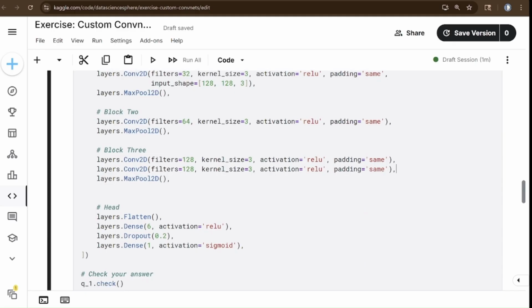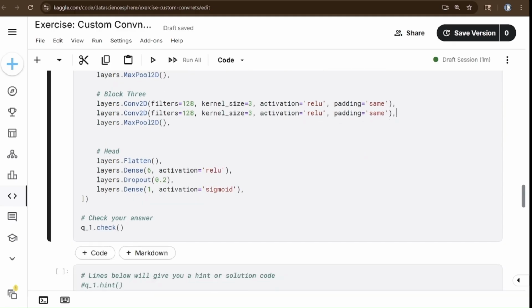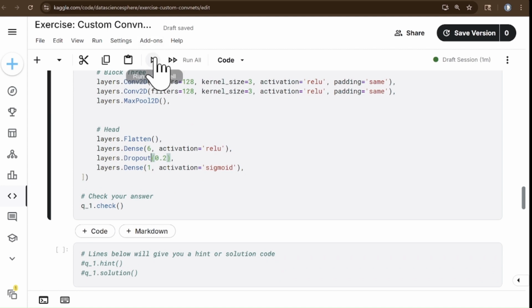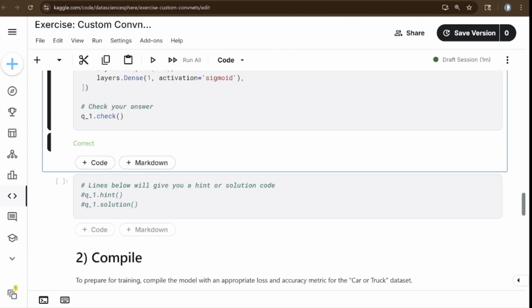Why is dropout used? Write in the comment section. Now once it is done, let's run this.